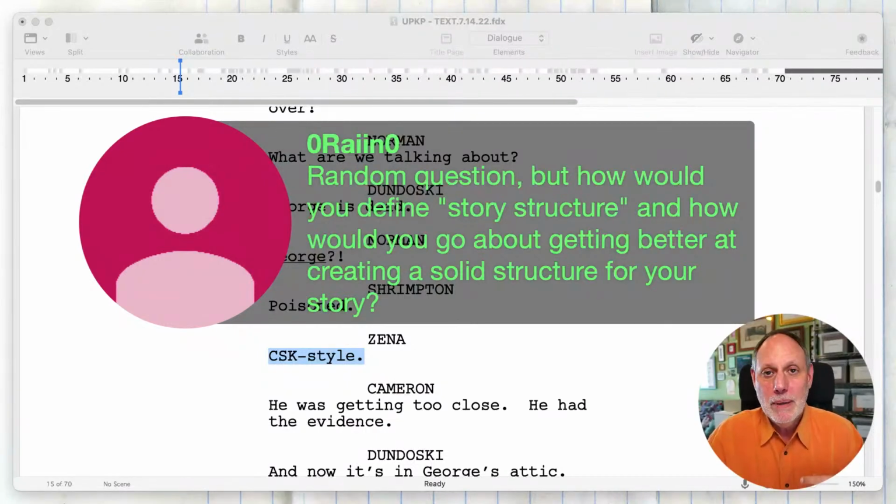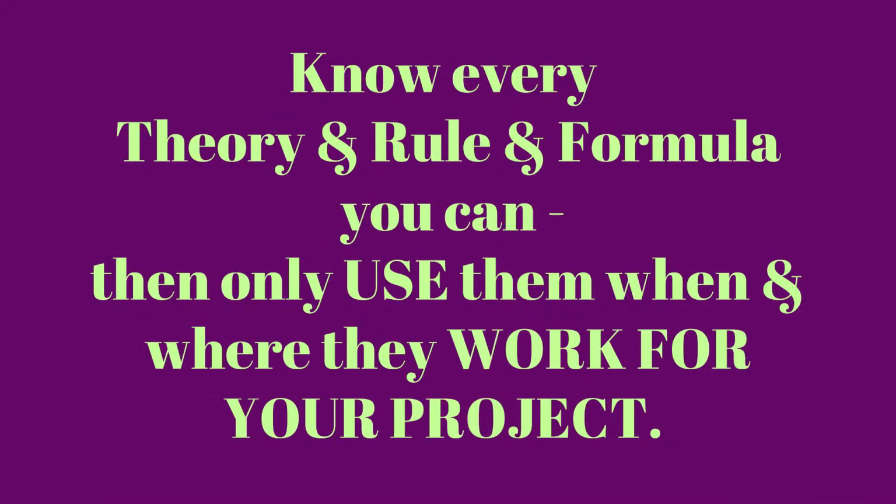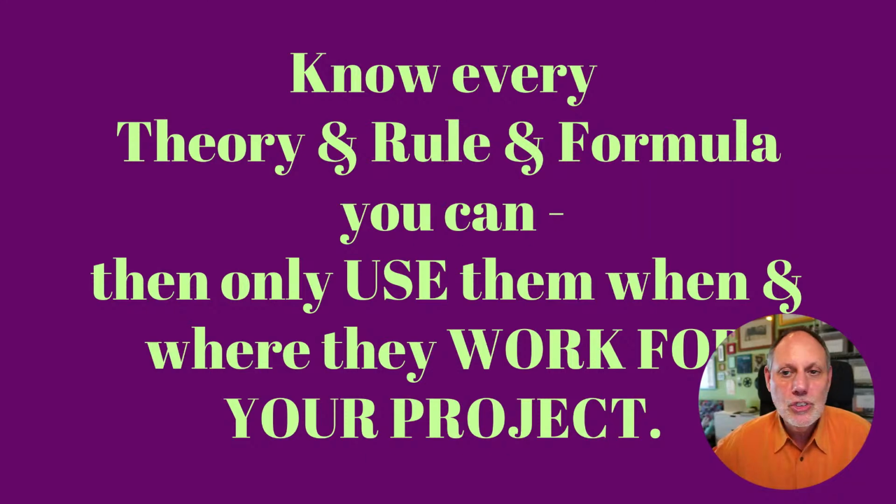The one way you get better at it is there are 500,000 videos and books talking about what they think the good structure is, and you should read and learn as many of those as you can, because as I often say, you should know every theory and rule and formula you can, and then you only use them when and where they work for your project. That's the deal.